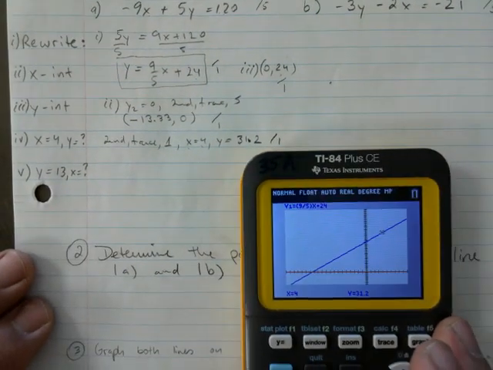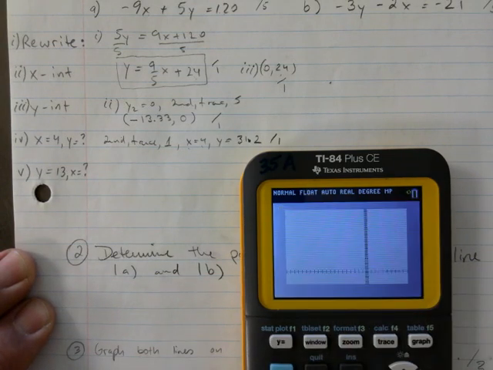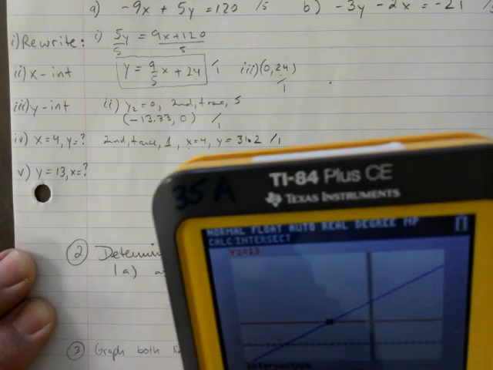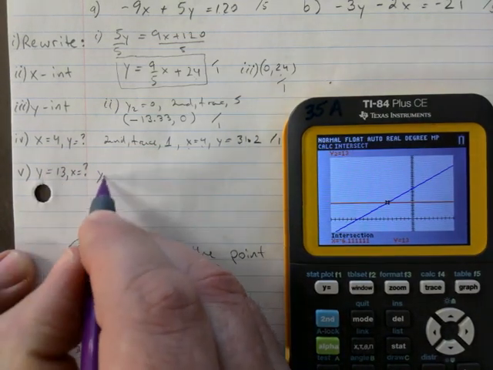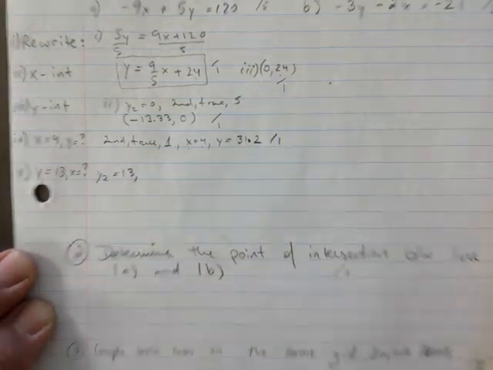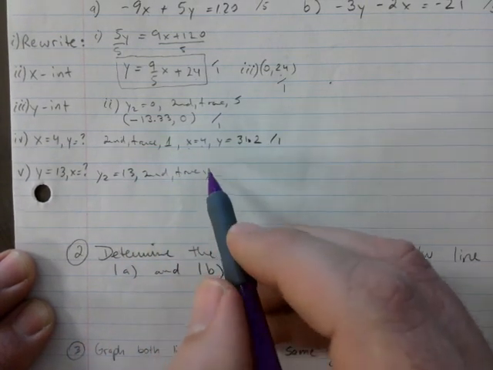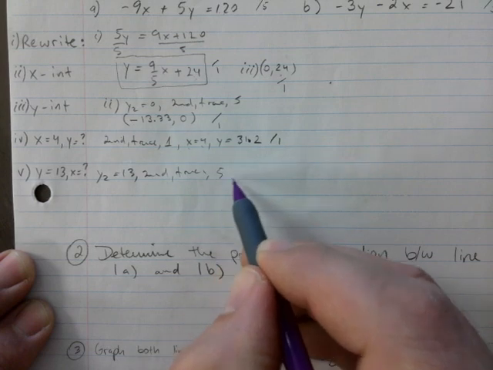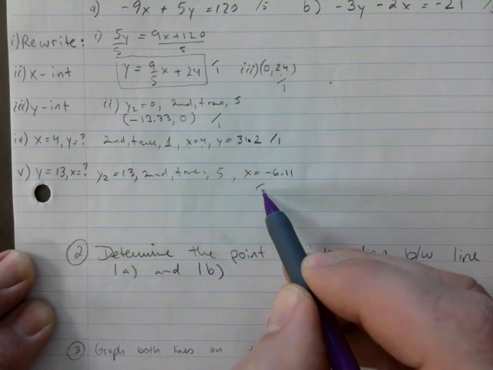When y is equal to 13, what's x equal to? You just go to y2, make that 13, graph it, and then find the intersection. Second trace 5. So x is equal to negative 6.11. You get a mark for that.